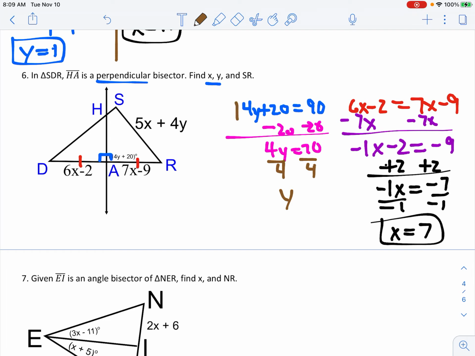Ooh, and I'm sorry, this was a 14. It's a 14. I couldn't see it in my picture. I apologize. So y should equal 5. Let's erase part of that so we can see the equation.